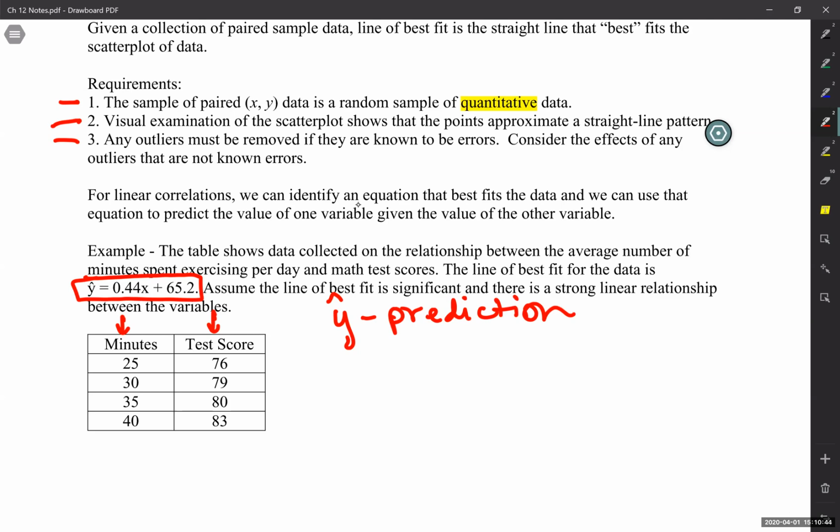And we're going to assume the line of best fit is significant. There's a strong linear relationship between them. So we don't have anything where there's no pattern. There's a linear pattern. It doesn't say if it's positive or negative, but there is a pattern that follows the line given.